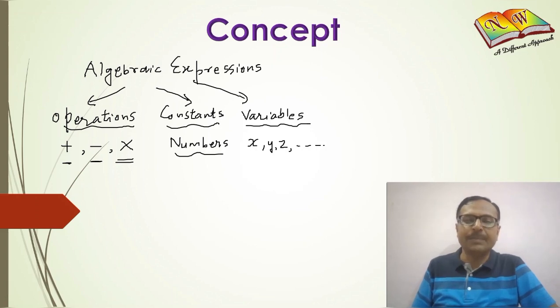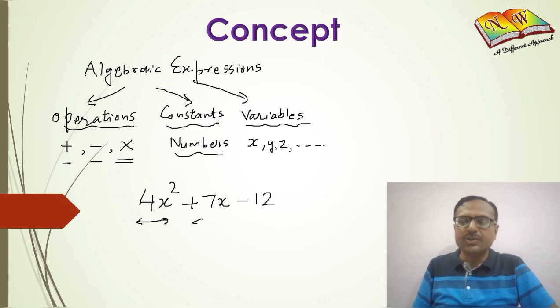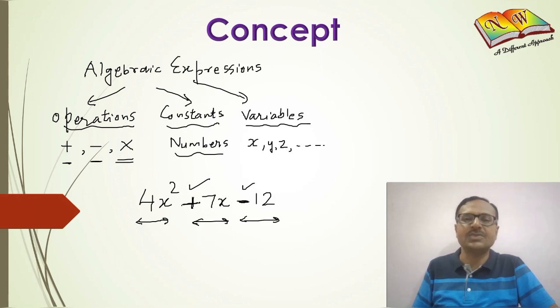So if we take an example of 4x square plus 7x minus 12, this is an algebraic expression in which there are 1, 2, and 3 terms. How did we find out that there are 3 terms? Because 4x square is succeeded by a plus sign, so the second term starts from that plus sign. After 7x, you have another minus sign. So the third term starts with the minus sign. And that's how you find the number of terms in an algebraic expression.